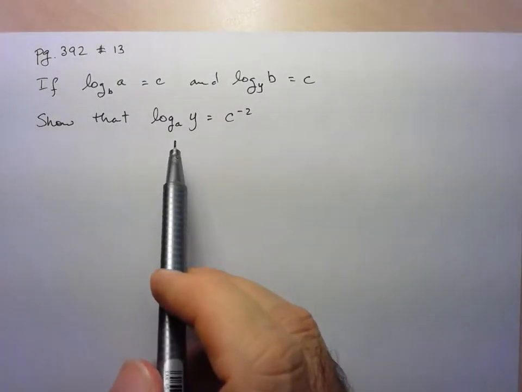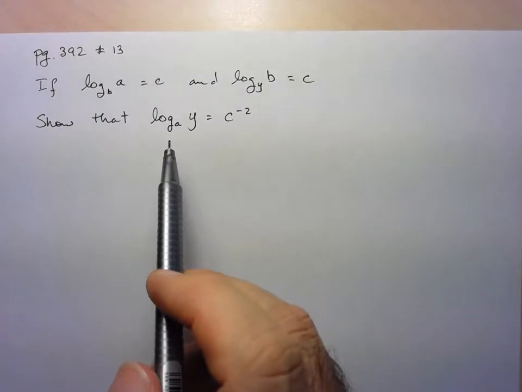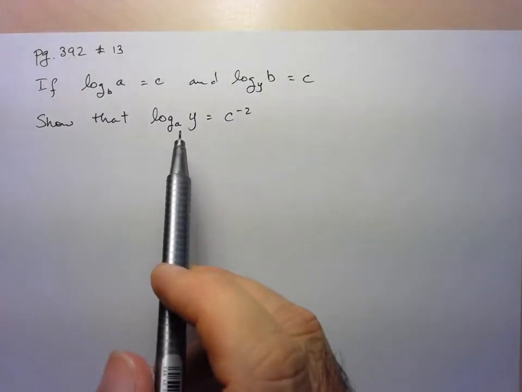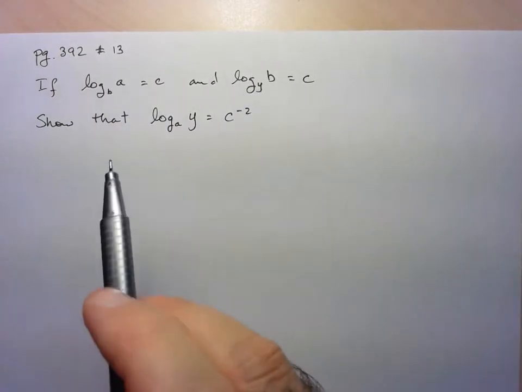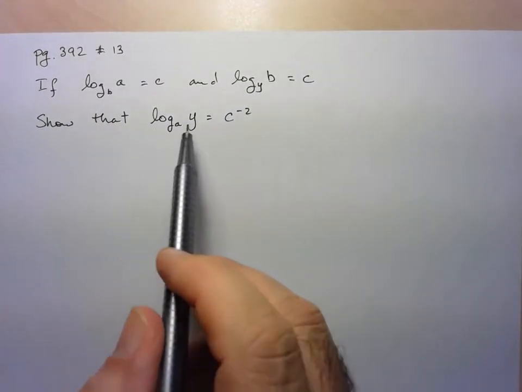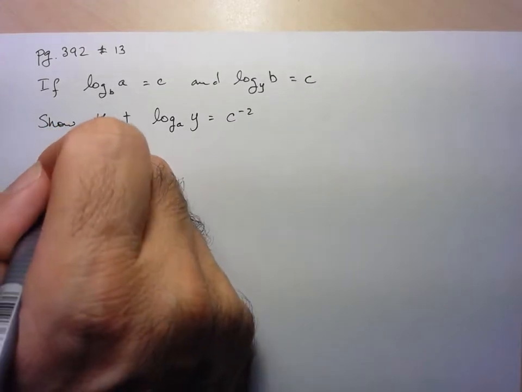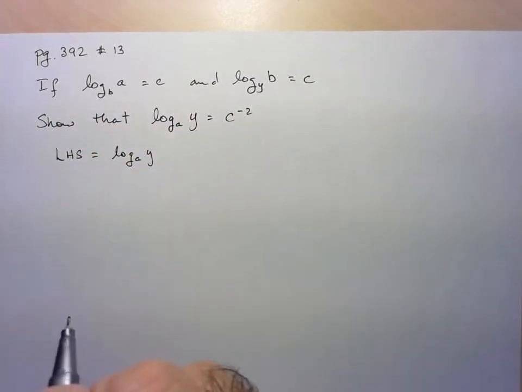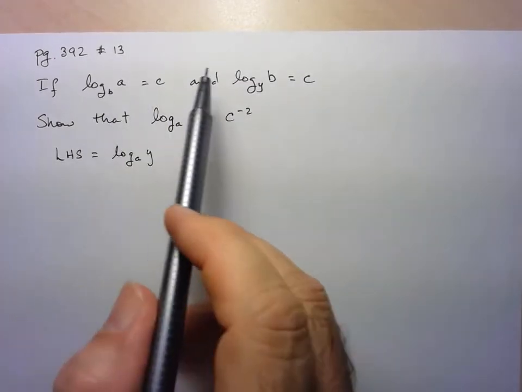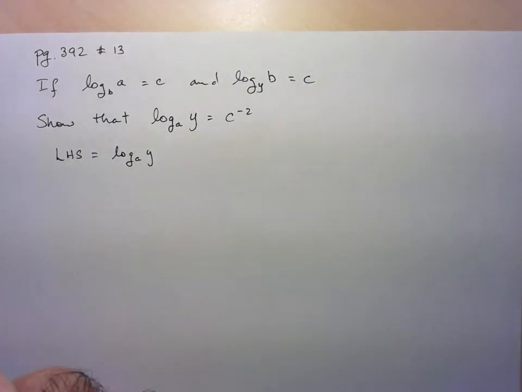So similar to solving or proving an identity, we're only going to work with one side at a time. Since all my information is given in terms of logarithms, I think I'm going to work with the left-hand side. So we'll start with the left-hand side of this equation, which is log base a of y. And I'm going to need to try to incorporate the information that I'm given.